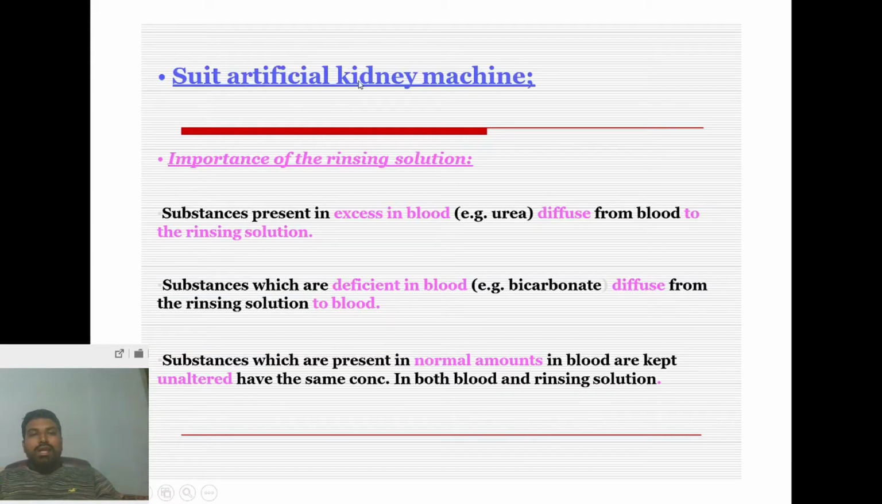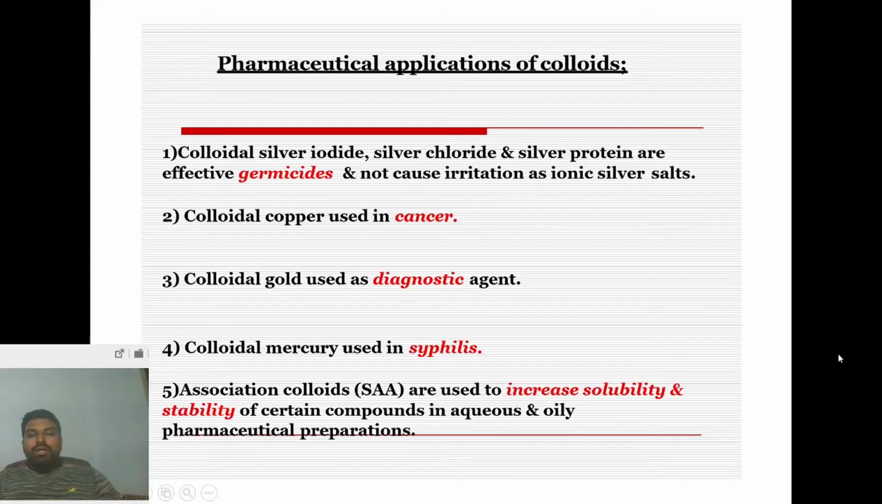Now, the importance of the rinsing solution. Substances present in excess in blood, for example urea, diffuse from the blood to the rinsing solution. Substances that are deficient in blood, for example bicarbonate, diffuse from the rinsing solution to the blood. Substances present in normal amounts in blood are kept unaltered, having the same concentration in both blood and rinsing solution.